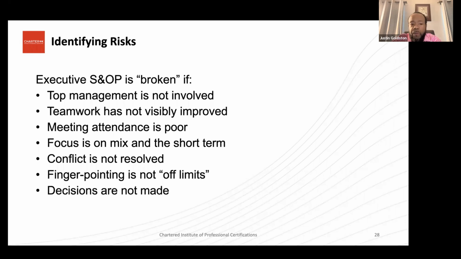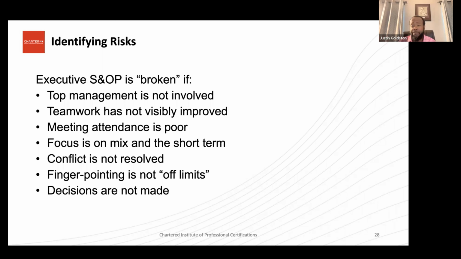We also need to focus on the mix and the short term. So we want to look at the tactical, because again, it's going to be a roll up. That tactical short term operational processes is going to provide inputs into the long term success of the organization.